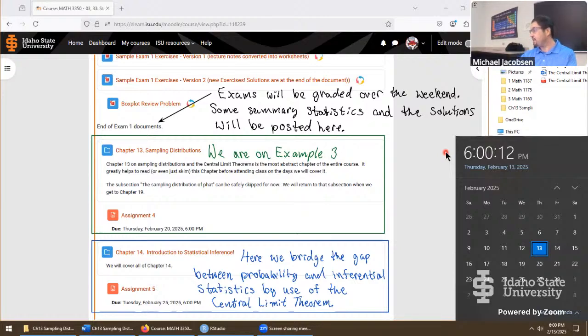I know it's snowing quite a lot, but our goal today is to finish off chapter 13 and connect it to chapter 14, our first look into inferential statistics. But before we discuss any of that, any questions that folks have to start us out today?